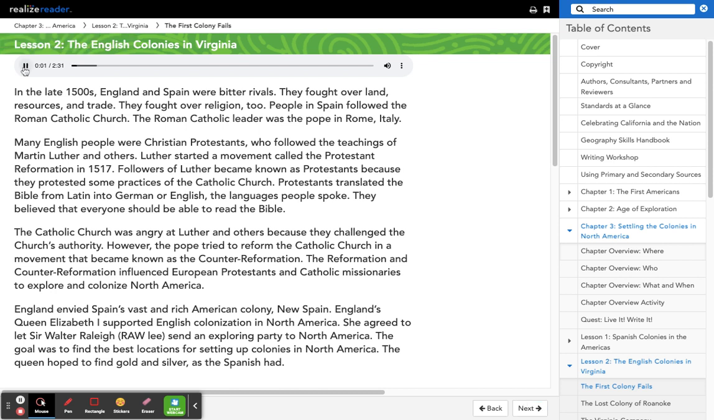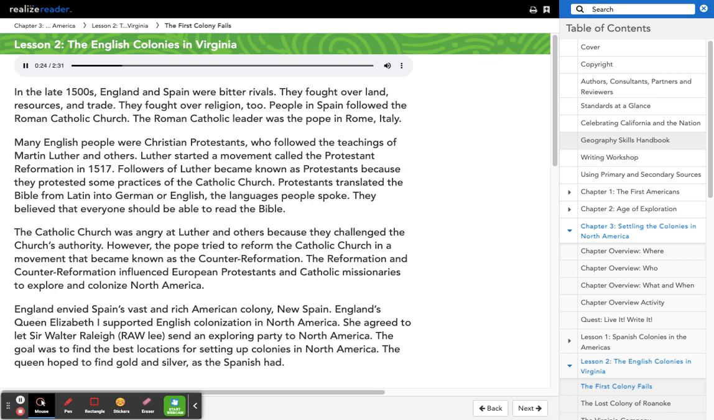In the late 1500s, England and Spain were bitter rivals. They fought over land, resources, and trade. They fought over religion, too. People in Spain followed the Roman Catholic Church. The Roman Catholic leader was the Pope in Rome, Italy. Many English people were Christian Protestants who followed the teachings of Martin Luther and others.